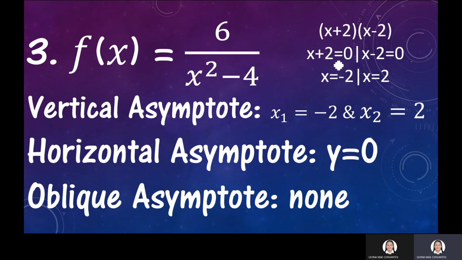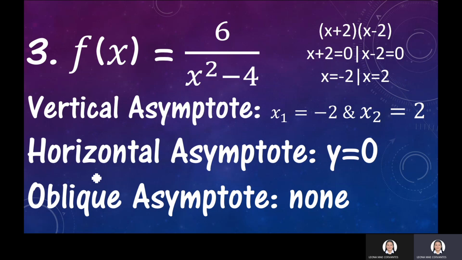Okay? Again, denominator natin is x squared minus 4. So, finactor muna natin siya. Kaya siya naging x plus 2 times x minus 2. Then, equate to 0. X plus 2 equals 0. X is equal to negative 2. X minus 2 equals 0. Then, x is equal to positive 2. So, vertical asymptote, meron tayong dalawang x. So, x sub 1 equals negative 2 and x sub 2 equals positive 2.